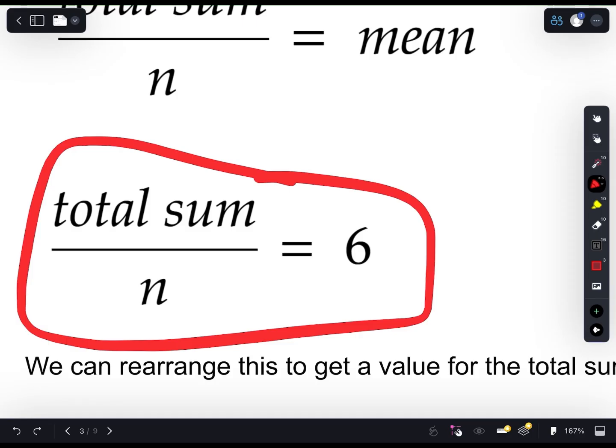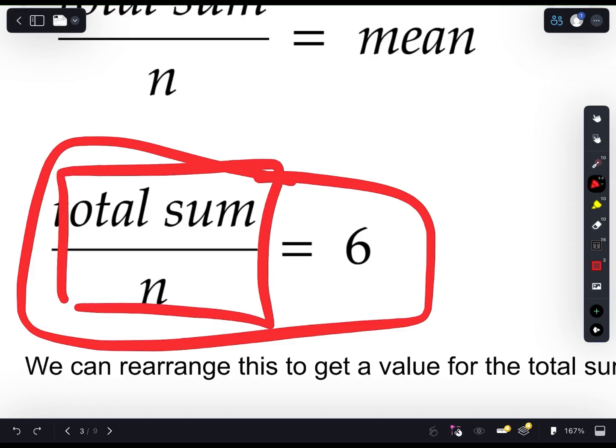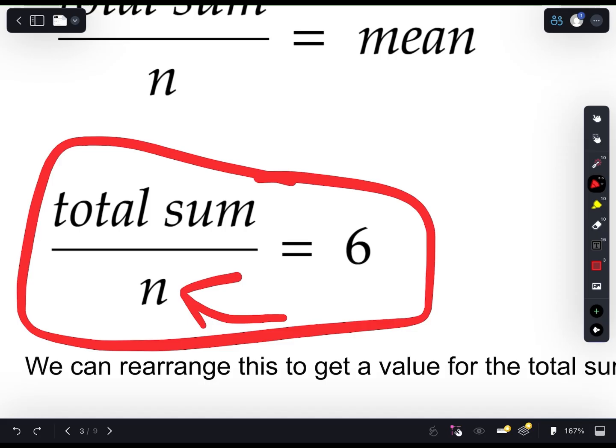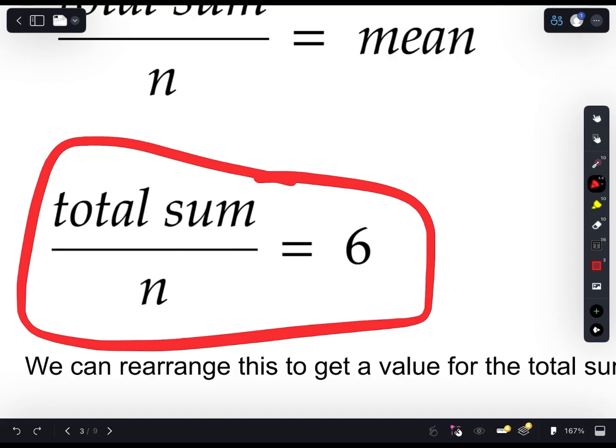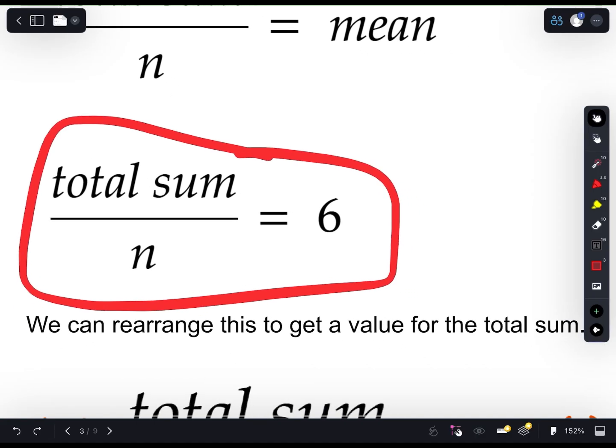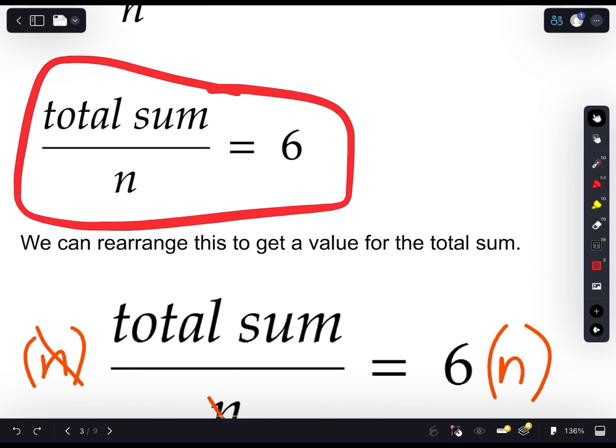It's really nice. So always, if you have some fraction here, always try to get rid of the denominator. Just clean it up so everything's on the same level, because then we can have total sum equals something. We can get the definition of that total sum. It's not going to equal an exact number right now, but we can say that it does equal something, which is really, really useful. We can rearrange this to get a value for the total sum.